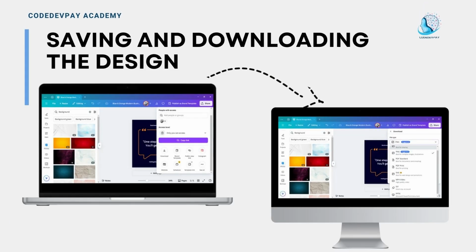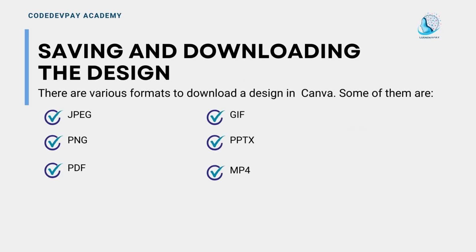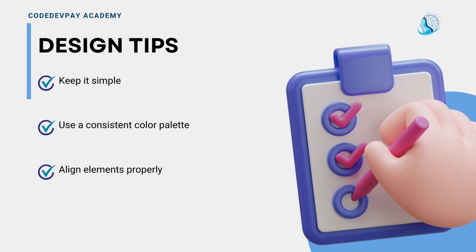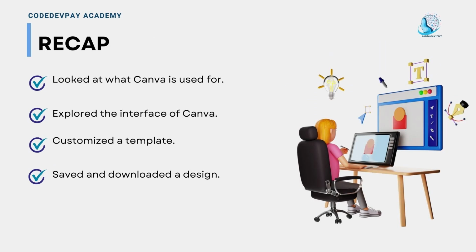Saving and downloading the design. There are various formats to download a design in Canva. Some of these are the JPEG, we have the PNG, PDF format, GIF, we have the PPTX and MP4. We have the design tips. You have to keep it simple, use a consistent palette, align elements properly.